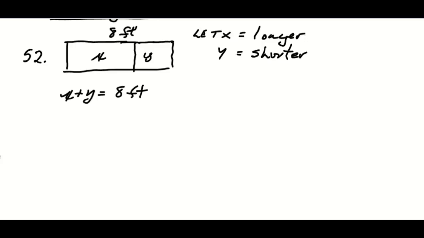The next thing it says is one piece is 2 feet longer than the other piece. Well, we know that X is the longer piece. So if we take the longer piece and we subtract from that the shorter piece, we get 2 feet. Now this one will be real easy to solve, and the answers for that are 3 feet and 5 feet.